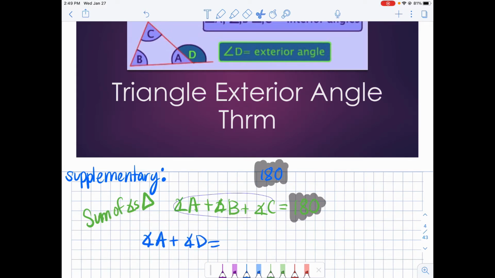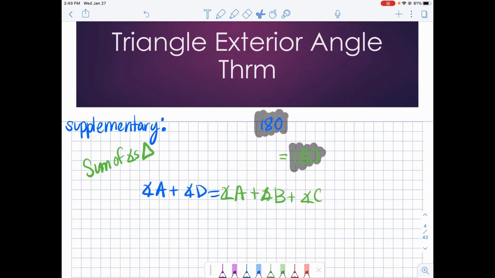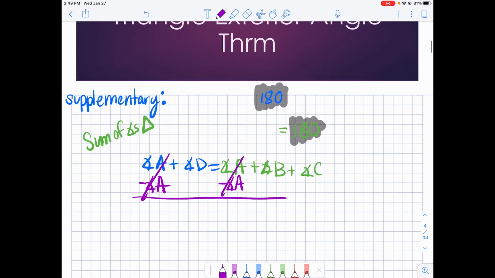So that's exactly what I'm going to do. Make them equal to each other. Once we do that, we should notice that both of these statements have angle A. And if I took angle A away from each of them because they're the same, you'll notice that they cancel each other out, leaving us with this new statement that says angle D is equal to angle B plus angle C.